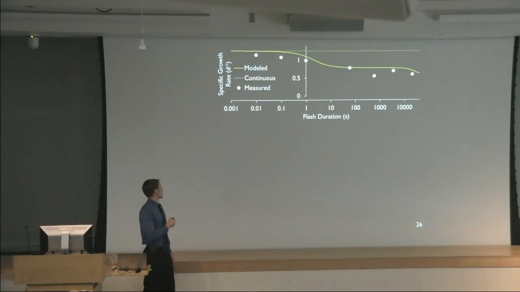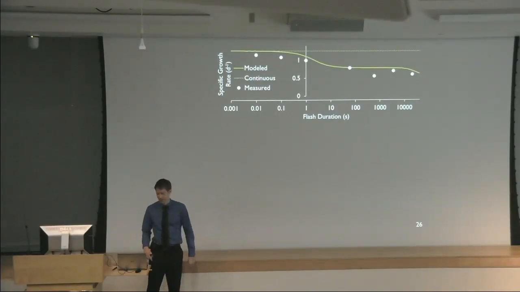Looking at some data for this, I have the steady state specific growth rate for experiments ranging 6 orders of magnitude of the flash durations. This one right here is the 6 hour trial that I showed you. Then the yellow line is the model, and this dotted line is the model result for continuous light at the same amount of light being delivered. And the model tracks the data pretty well. It approaches the level of continuous light as the flashes get really short and then decreases gradually. I should also point out that for all these trials, the duration of the light period and the dark period is the same amount of time.